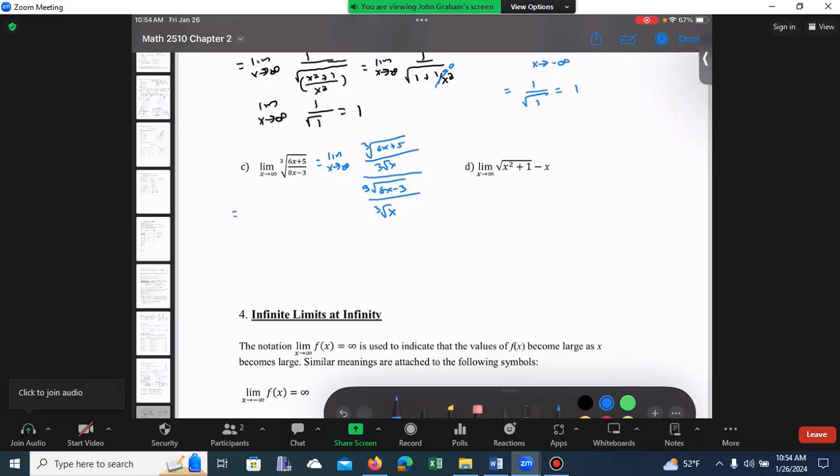Right, so we'll end up with the limit as x goes to infinity of the cube root of 6x over x plus 5 over x. So 6x over x is going to be 6 plus 5 over x. And then the bottom is going to be much the same way. The cube root of 8x over x is 8, minus 3 over x. Right, so as x goes to infinity, these go to 0. So we end up with the limit as x goes to infinity of the cube root of 6 over 8, or the cube root of 6 over 2.